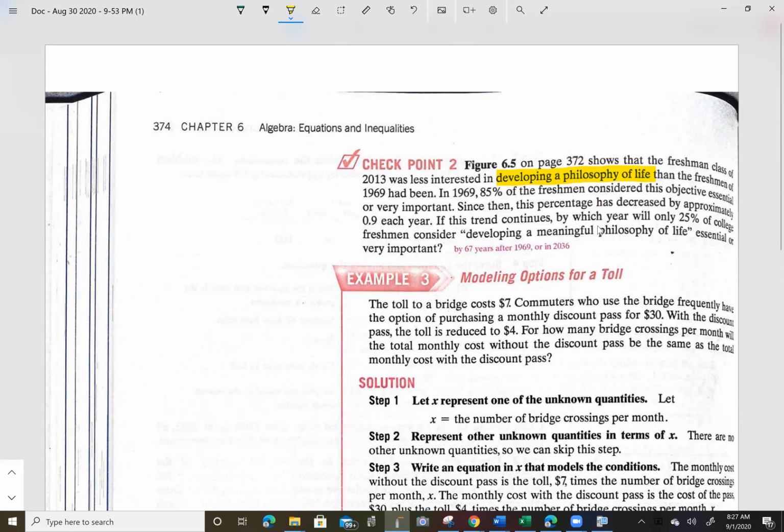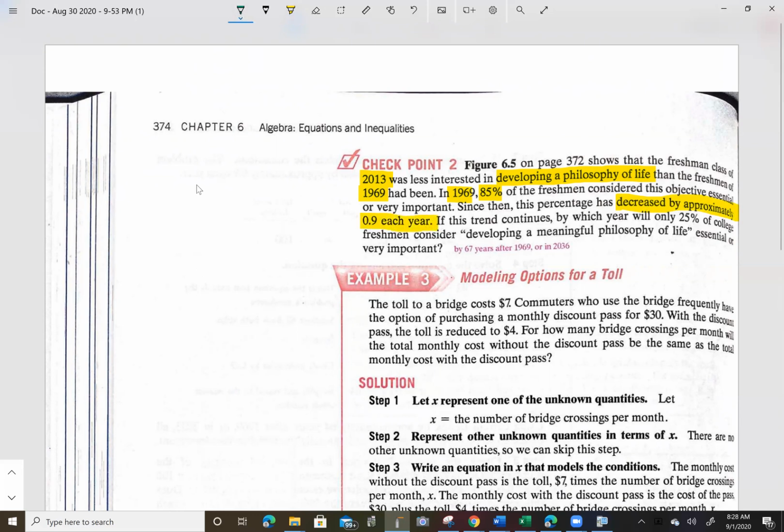And I'm going to skip down. Well, let's just read this together if you're having trouble. So we're talking about that same bar graph, okay? And it says that the freshman class of 2013 was less interested in developing a philosophy of life than the freshman class of 1969. So even though they're going up in how much money means, they're going down in developing a philosophy of life. I wonder if those are connected. In 1969, 85% of the freshmen considered this objective essential or very important. Since then, this percentage has decreased by approximately 0.9 each year.